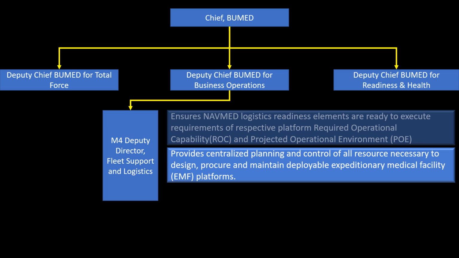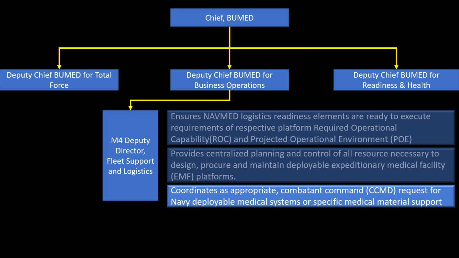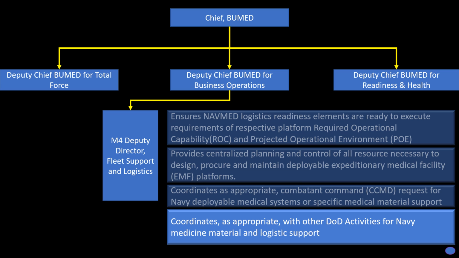And it's going to provide centralized planning and control of all resources necessary to design, procure, and maintain deployable expeditionary medical facility platforms. And it's going to coordinate as appropriate with the combatant commander requests for Navy deployable medical systems or specific medical material support. And they're going to coordinate as appropriate with other DoD activities for Navy medicine material and logistics. Okay, so M4, right, logistics. They're there to make sure that our logistics works, that our equipment and our supplies meet the standards that they're supposed to meet, that we can bring to the table the capabilities we're supposed to be bringing to the combatant commanders and to other DoD activities when we're working in that joint environment.